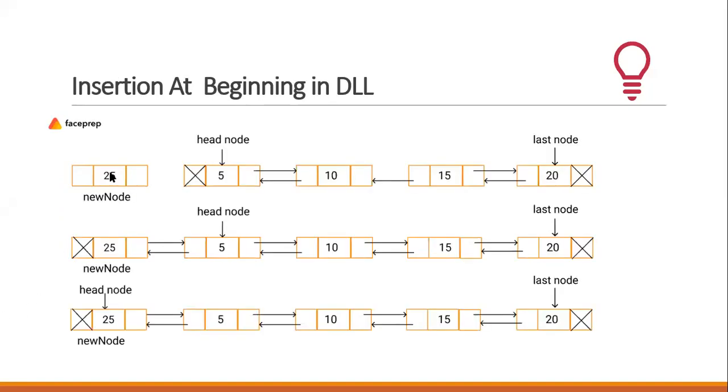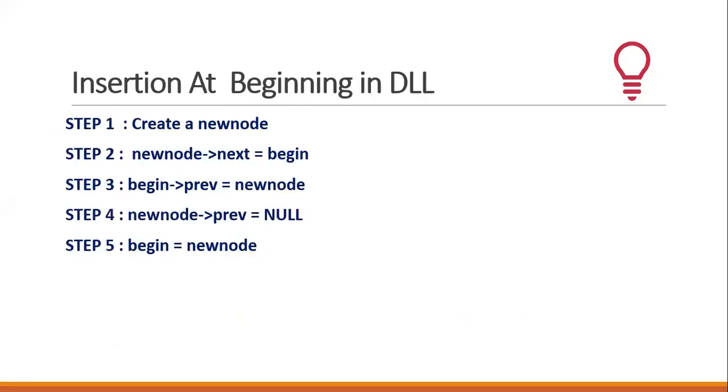Definitely, I have to create a new node. That is my first thing. And then I have to attach the new node of next to the begin, which is already existing in my list. Once that is done, then my begin of previous was actually having null, but now it is going to have the location of our new node. So that is being done. The new node of previous is now going to store null, and now my new node is going to act as a begin node. So this is the core logic, student.